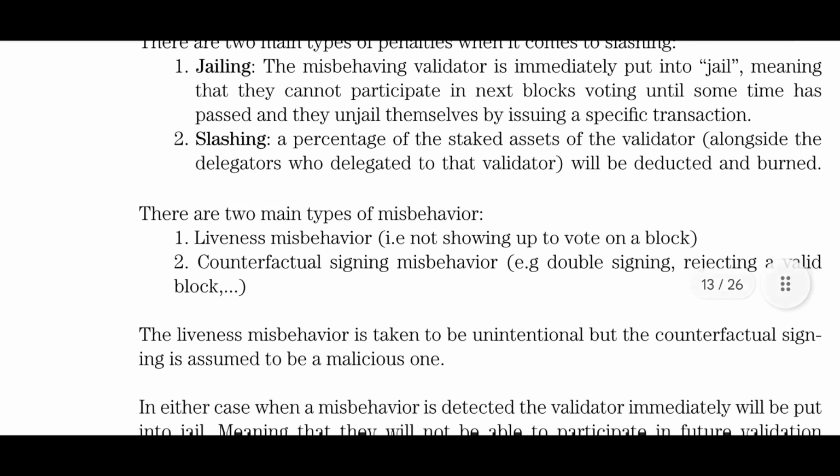There are two main types of misbehavior. One is liveness misbehavior, i.e. not showing up to vote on a block, and two is counterfactual signing misbehavior: double signing, rejecting a valid block, etc. So that's why it's important to trust who you're staking with, because you're going to want to ensure they have uptime and they're not getting slashed.